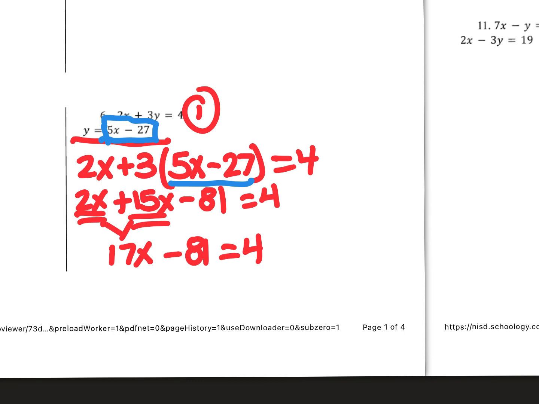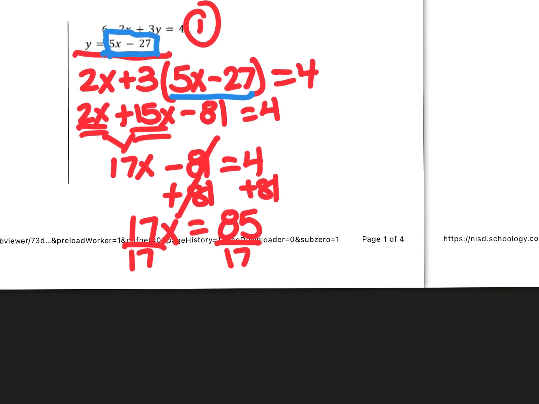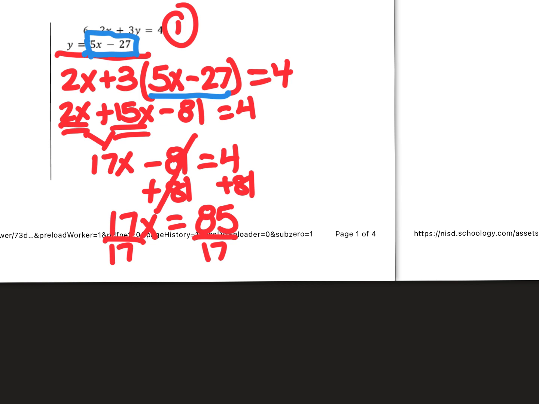So I'm going to add 81 to both sides because I want these to cancel out, which they do. So I am left with 17x equals, what's 81 plus 4? 85. Okay. Now, what's my last step? That's right. I want x all by itself. So I'm going to divide both sides by 17. And when I do so, I have x equals 5.